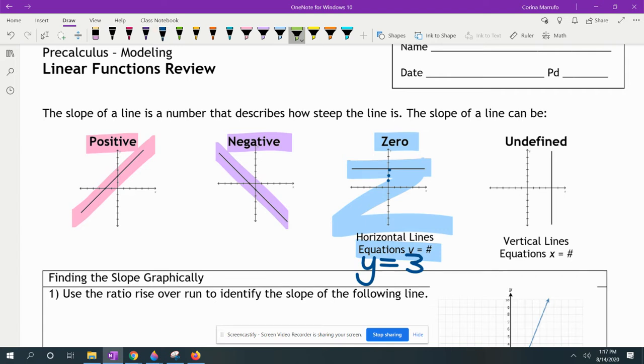Okay, then you have your undefined slope. So your undefined slope looks like this. Okay, I'm able to remember that it is an undefined slope because it makes a U. And so a vertical line has an undefined slope. And the way to find the equation of that line is you see this is 1, 2, 3, 4. Our line goes through 4 on the x-axis. So the equation of our line is x equals 4.